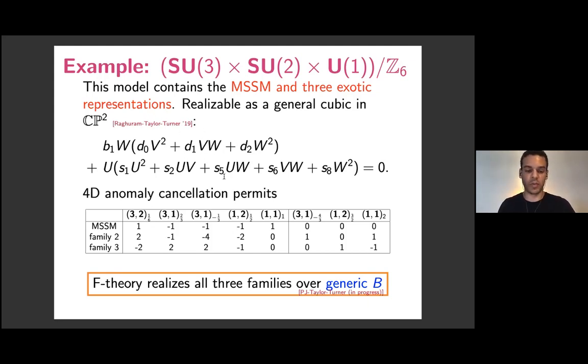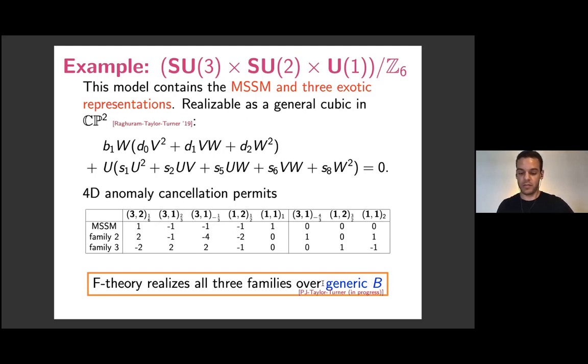And then we can do some resolution to find a smooth geometry and compute the chiral indices according to the methods described above. Again, Fourier anomaly cancellation permits some particular set of combinations of chiral excesses in the theory. And it turns out that F-theory realizes all 3 families of these anomaly consistent combinations of chiral matter over generic base.